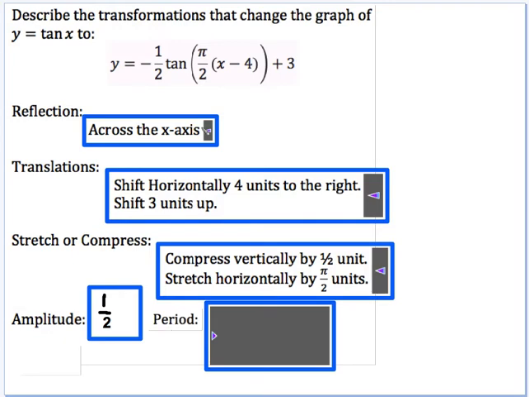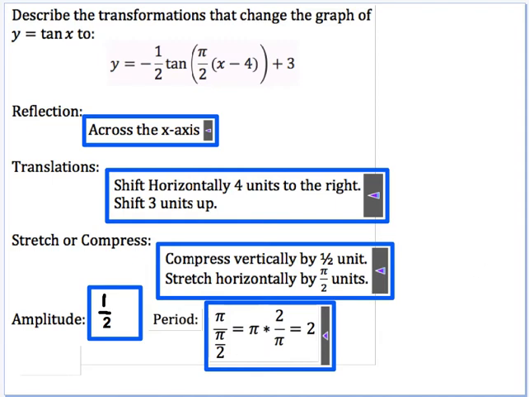Now to calculate the period for this function, you should know that your tangent function's normal period is pi. So to calculate your period, you set up pi divided by your b value, which is pi over 2, and then you multiply by the reciprocal, so you have pi times 2 over pi. The pi's cancel out, and so your period length for this one is just 2.